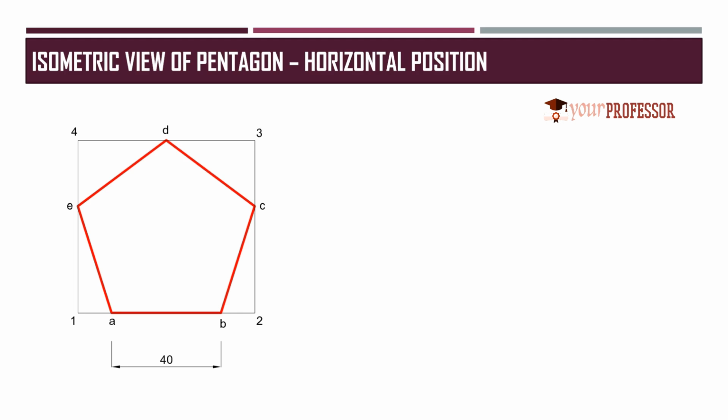Now we can start the horizontal position. For that, draw a horizontal line. Let's start with point 1. From point 1, draw a line which is at an inclination of 30 degrees. Here I need to construct the rectangle 1, 2, 3, 4 in isometric view first. Draw another line which is at an inclination of 30 degrees to the left hand side like that.